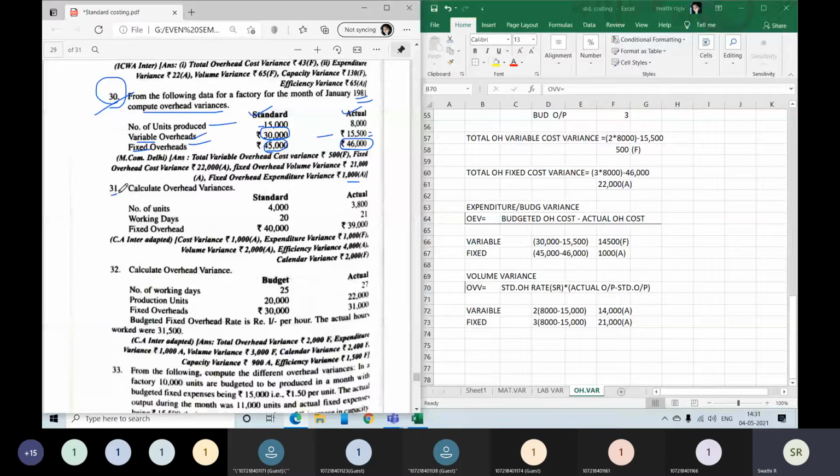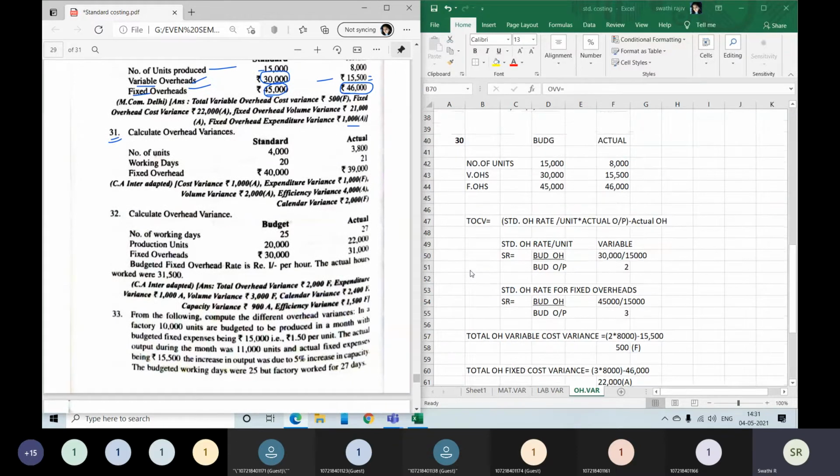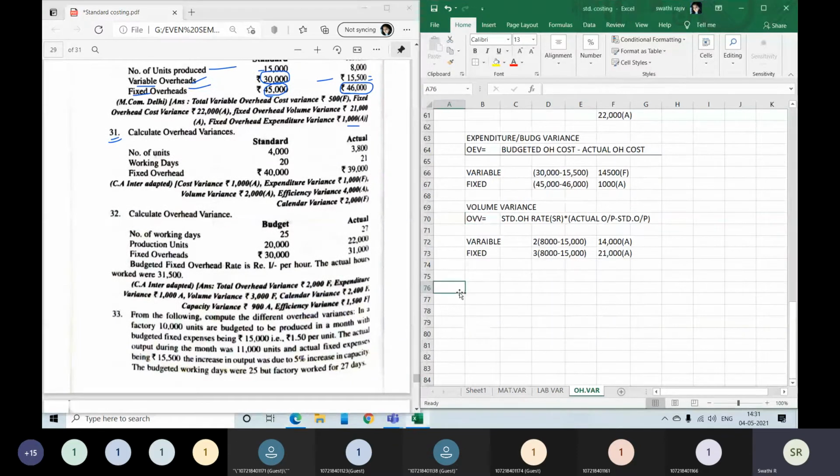Now let's do the 31st one. 31, 32, 33 also we will do. Once you get this, then you'll get an idea. Sales variance, I told you, it is not there for you. So more or less, we are towards the end.